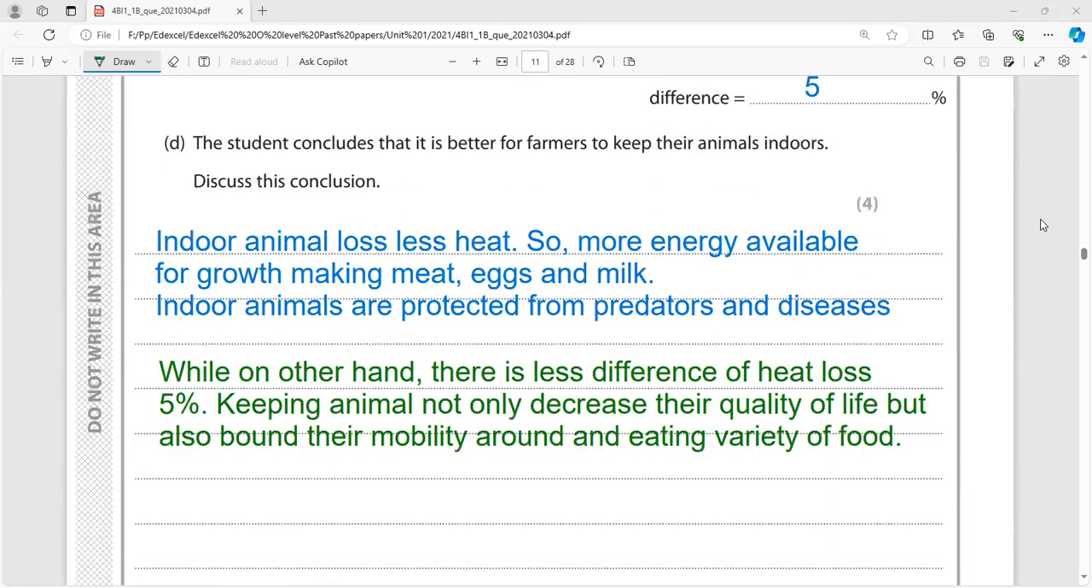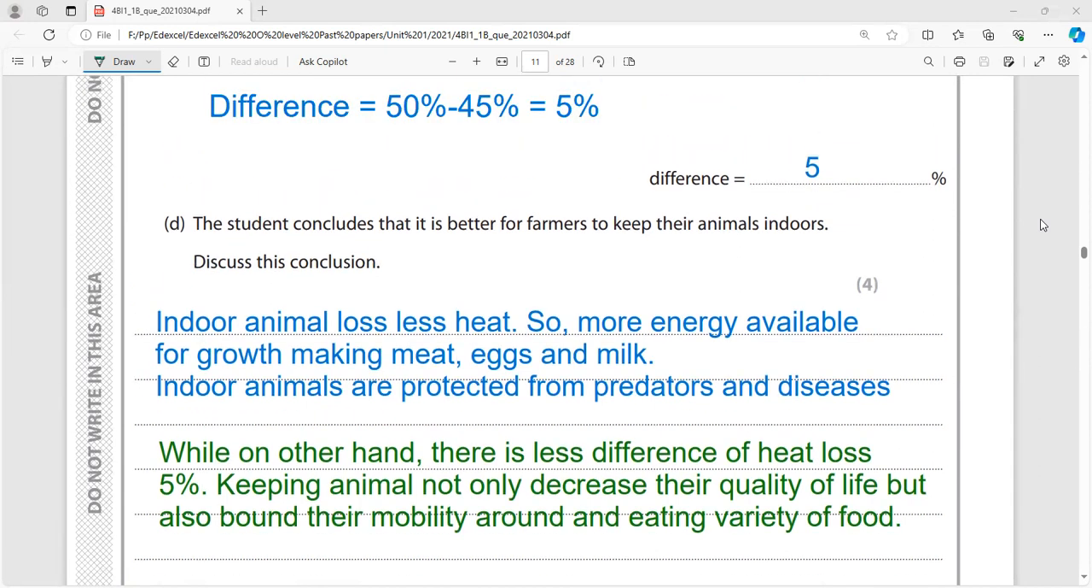The student concludes that it is better for farmers to keep their animals indoors. Now here you need to discuss and explain this conclusion, so you need to use the supporting data for that. Indoor animals lose less heat, so more energy is available for growth, or making meat, eggs or milk. Indoor animals are also protected from predators and diseases. So that's why it's better to keep the animals indoors.